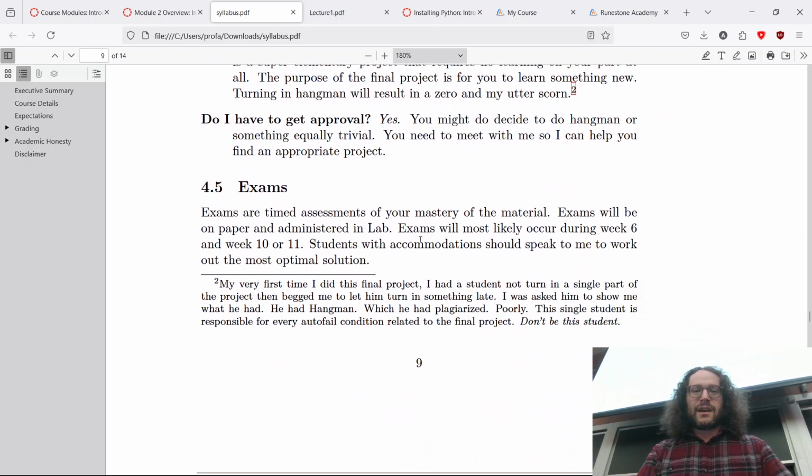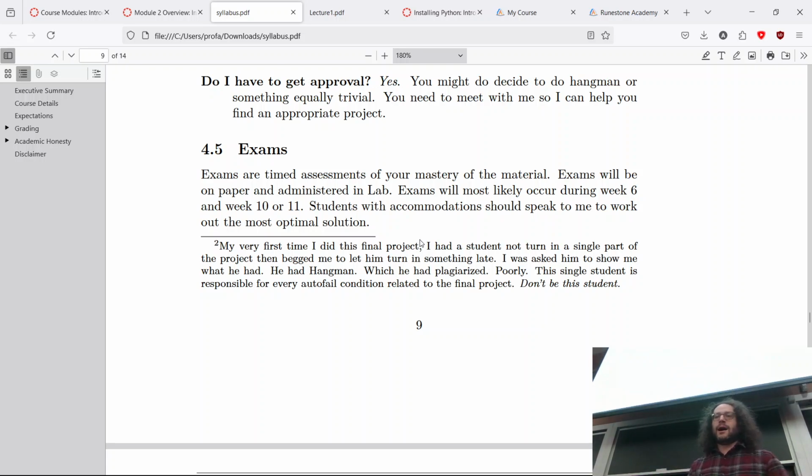Okay. Exams. So exams will be held in labs. They are on paper. I know that sounds weird for a computer course, but they're on paper simply because it's just way too easy to use an AI plugin these days on these kinds of things. They're on paper and they're administered in lab, so there will be about 2 hours allotted to them. They most likely occur during week 6 and then around week 11. This is week 1 currently. Okay.